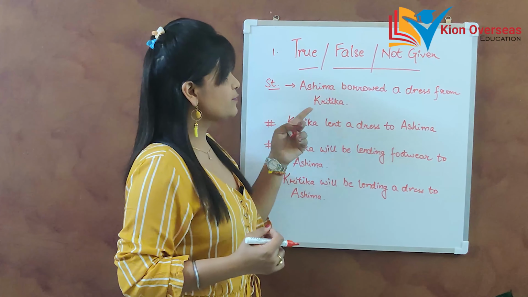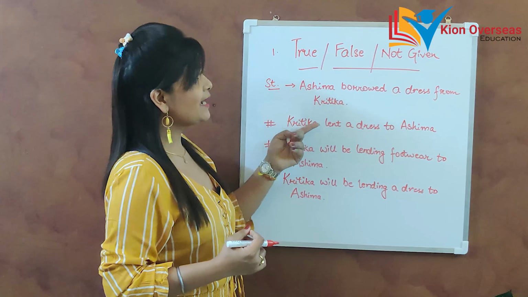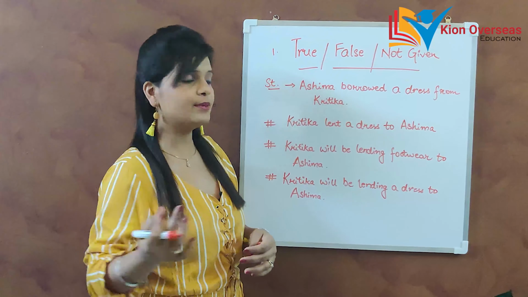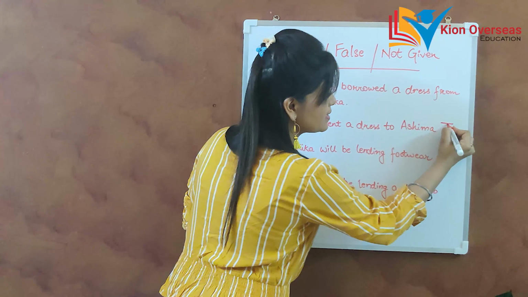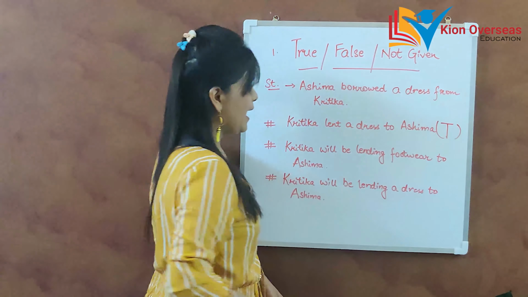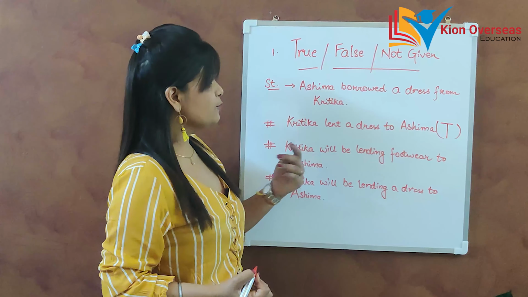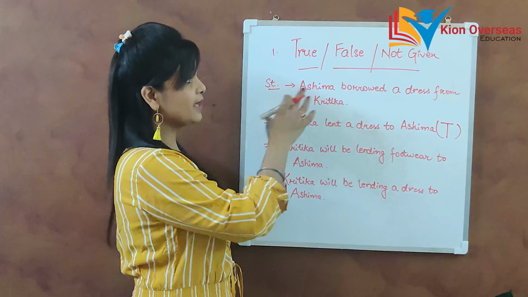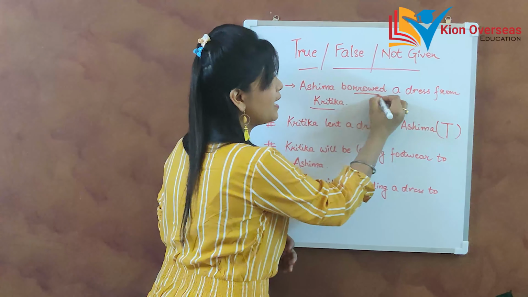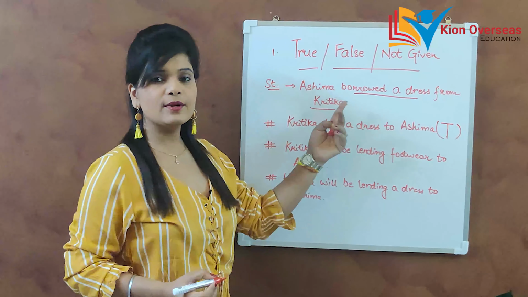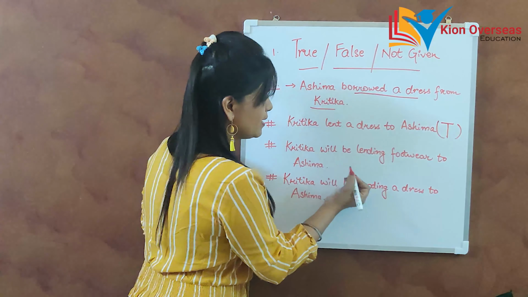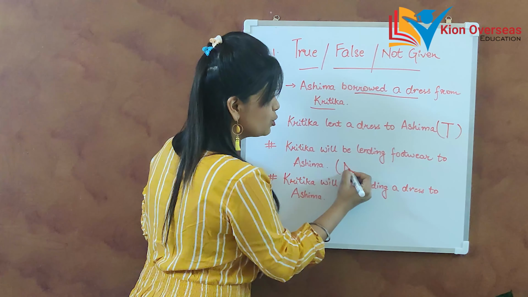Ashima borrowed a dress from Kritika, so now Kritika lent a dress to Ashima. Now this is something which has already happened. So now this statement says this is true. And Kritika will be lending footwears to Ashima. They are talking about footwears. Now footwear thing is not mentioned in the above sentence. They are talking about the dress but they are not talking about the footwears. So this sentence is basically not given.